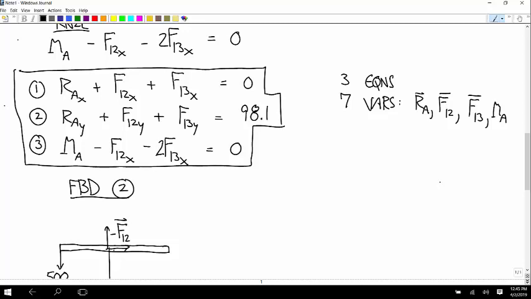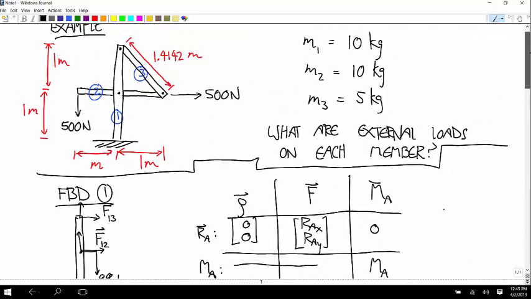Like F21 means you've already done F12. F31 means you've already done F13. Okay, and that always is true. And then the last one, well, there's 2 more, I guess.